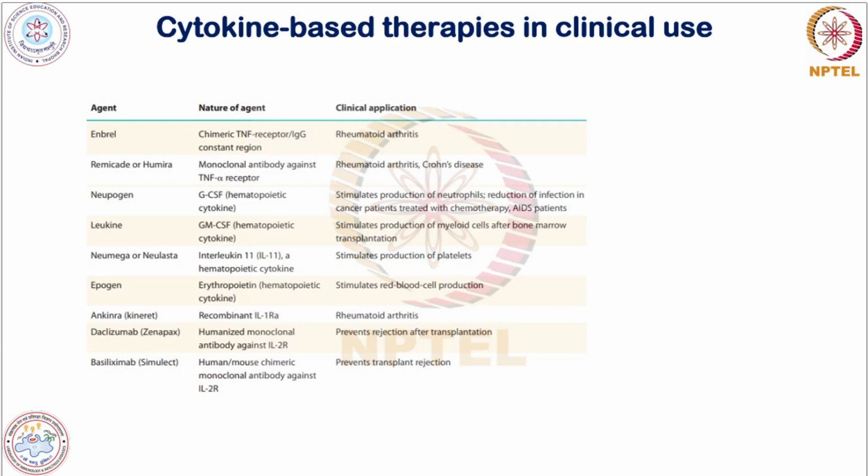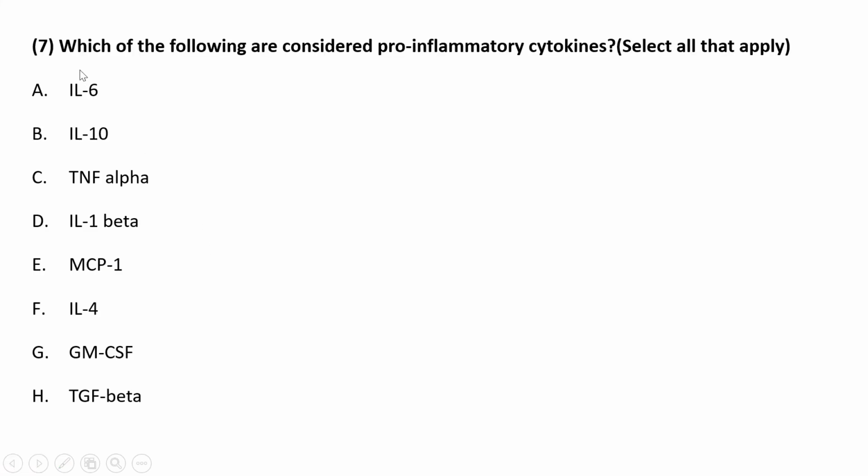So, these are the cytokine based therapies. Here you can find GM-CSF. The next question is which of the following are considered pro-inflammatory cytokines? There are two types of cytokines. One is pro-inflammatory and the other one is anti-inflammatory. From the name, you can understand this pro-inflammatory will promote the inflammation or the immune response, and the anti-inflammatory will suppress or inhibit the inflammation. So, which of these cytokines are pro-inflammatory?